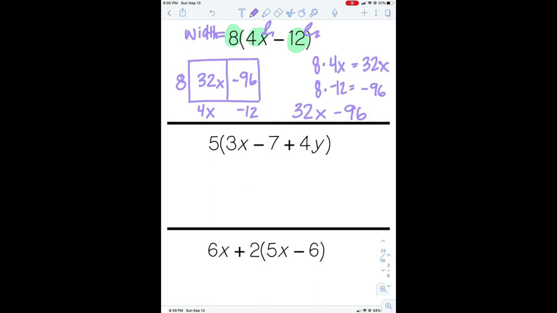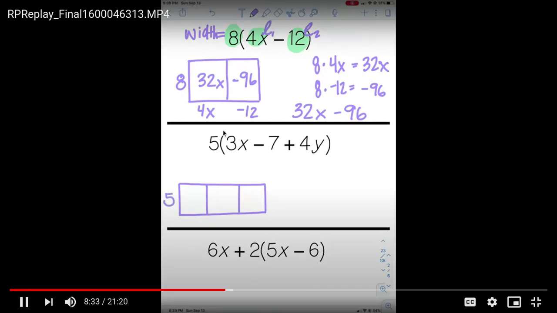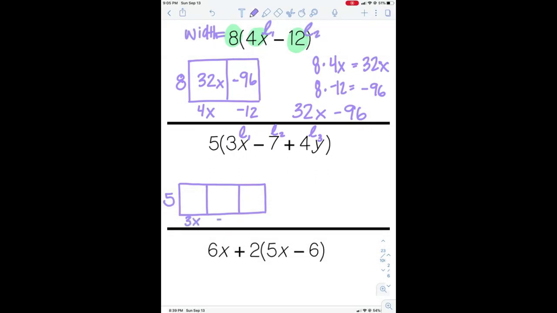Okay, now this next one might kind of freak you out a little bit because it's 3 terms inside the parentheses, but that is absolutely no big deal. We can do it the exact same way. Instead of having 2 boxes inside that rectangle, you guessed it, I'm gonna put 3, and we're gonna just roll through it the same exact way we've been doing it. While I draw that, just remember, if you're doing it the normal way, you're taking 5 times 3x, 5 times minus 7, 5 times 4y, and getting your new expression. If you like the area method, that's fine too.